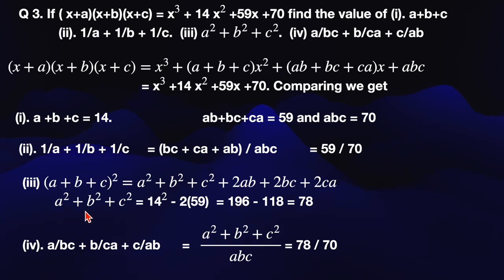So this third one, you have to go to another identity. This one, you have to use this. Take out 2 common and then you will get the answer. Now this sum, again these are fractions. Add the fractions. Find the LCM and you will get this expression. And then you know this value we just now found. ABC we know and you will get the answer.